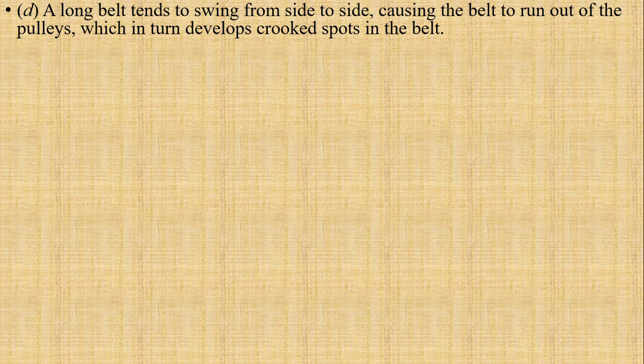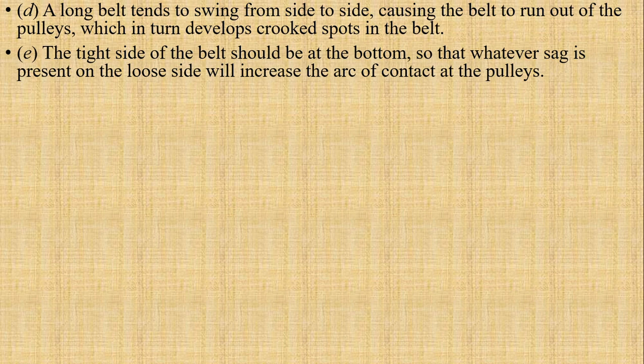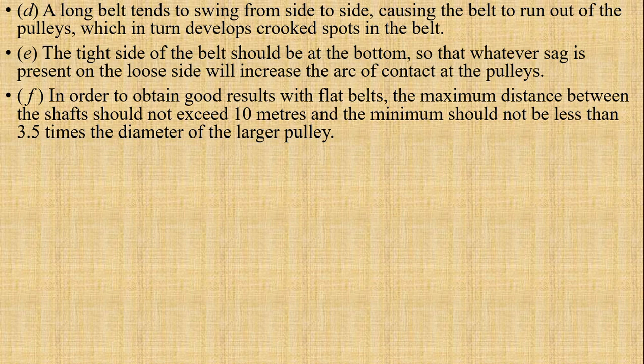A long belt tends to swing from side to side, causing the belt to run out of the pulleys, which in turn develops crack spots in the belt. The tight side of the belt should be at the bottom so that whatever sag is present on the loose side will increase the arc of contact at the pulleys. In order to obtain good results with flat belts, the maximum distance between the shafts should not exceed 10 meters and the minimum should not be less than 3.5 times the diameter of the larger pulley.